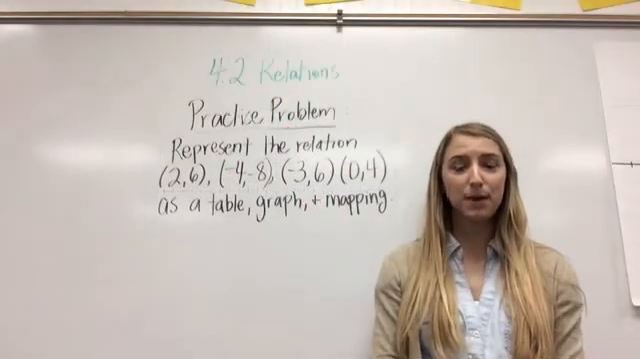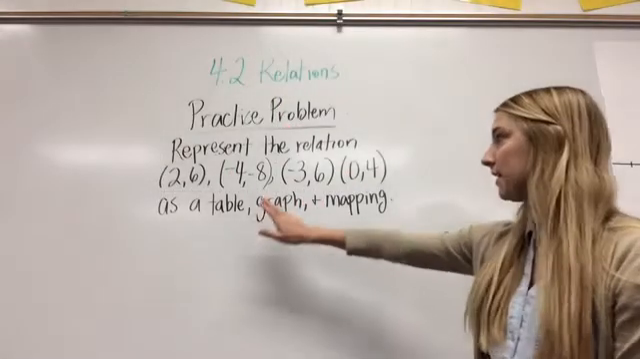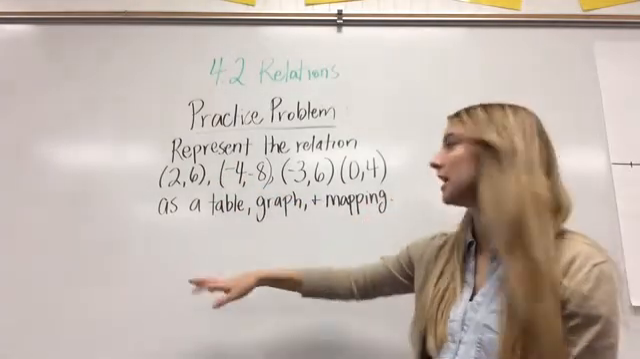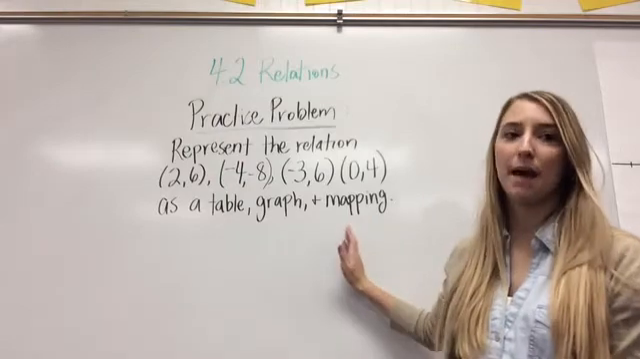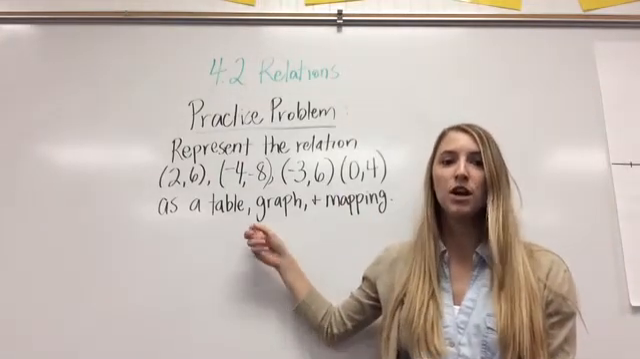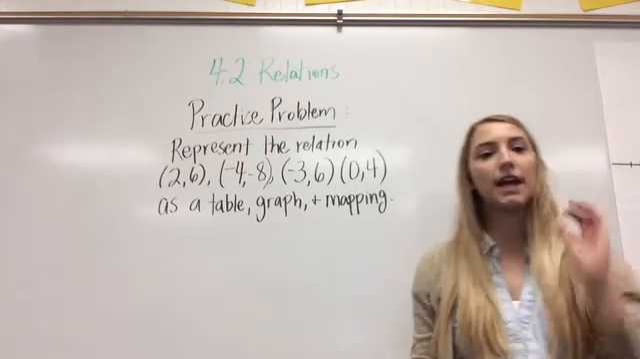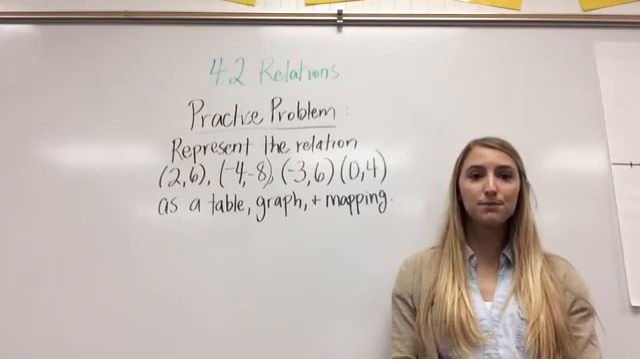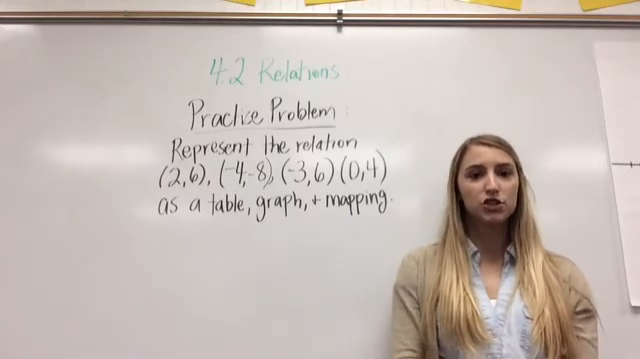This is your practice problem for tonight. You need to represent the relation, these 4 sets of ordered pairs, as a table, graph, and mapping. You can use your coordinate plane that was provided to you for the graph, and you can just create your own table and mapping. Please turn in your practice problems, take a picture, and submit them to Edmodo.